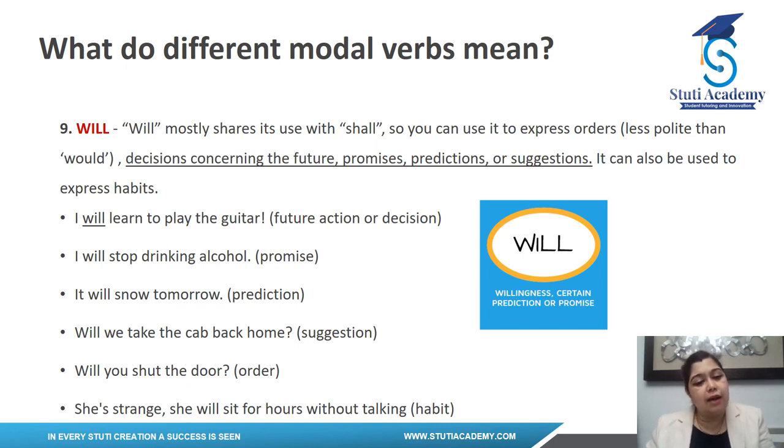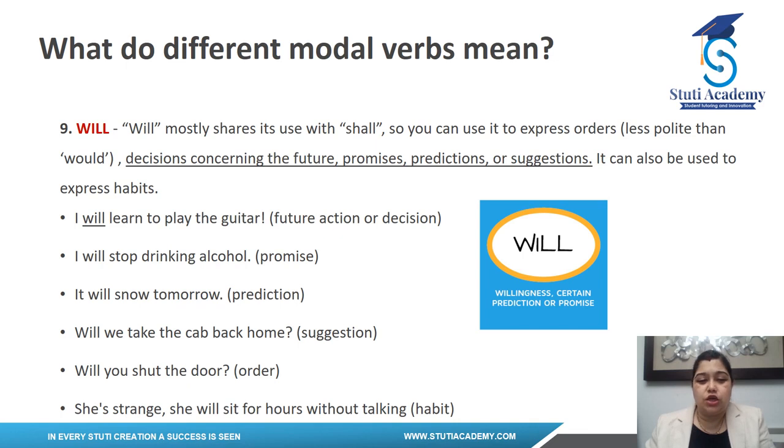Will we take the cab back home? I'm suggesting, I'm tired. Will we take the cab back home? So it is a suggestion. Will you shut the door? Now it's a question, but again in an order form. So will you shut the door? I am asking you and at the same time I'm ordering you.